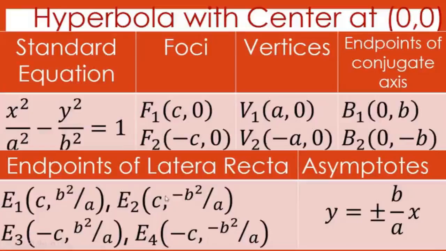You already know how to determine the length of the lateral recta, and that is equal to 2b squared over a. So the ordinates here, b squared over a, is just half of the length of the lateral recta. For the asymptotes, the equations are y equals plus or minus b over a times x. And the equivalent graph will be this one.